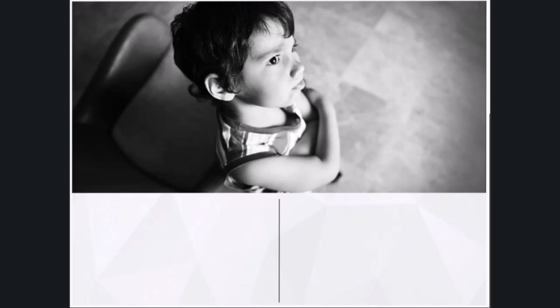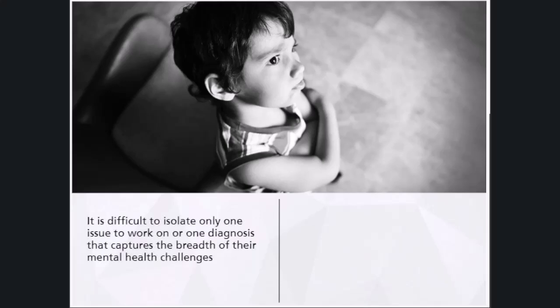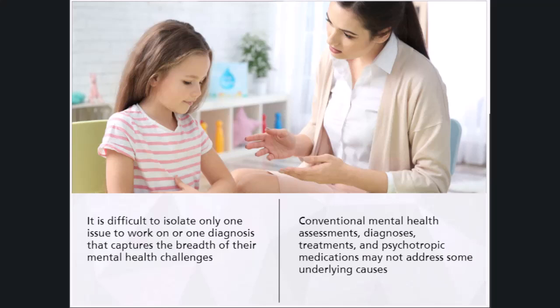With most of these children and youth, it is difficult to isolate only one issue to work on, or one diagnosis that captures the breadth of their mental health challenges, including adoption issues such as loss and identity. When this is the case, conventional mental health assessments, diagnoses, treatments, and psychotropic medications may not address some underlying causes of these challenging behaviors, and may in fact be harmful, delaying targeted and effective treatment of important issues.